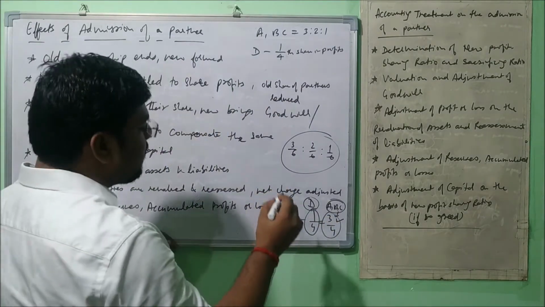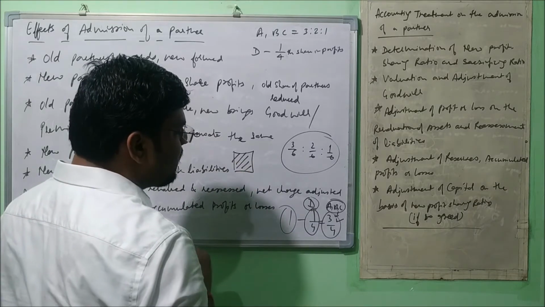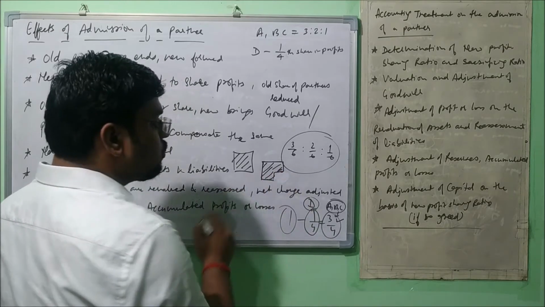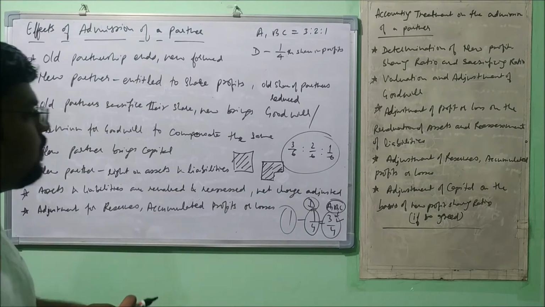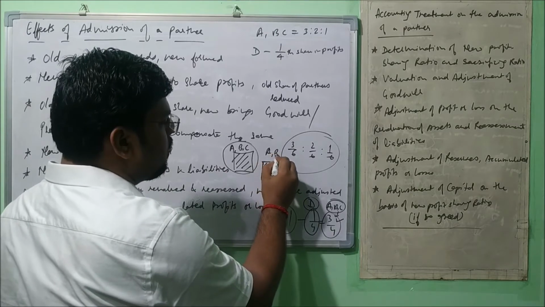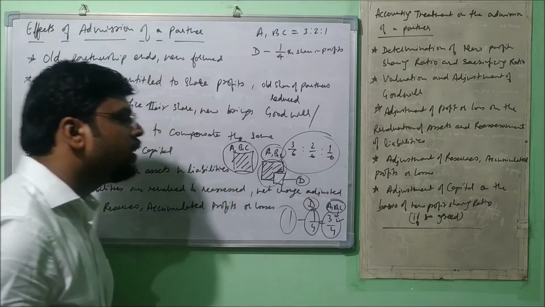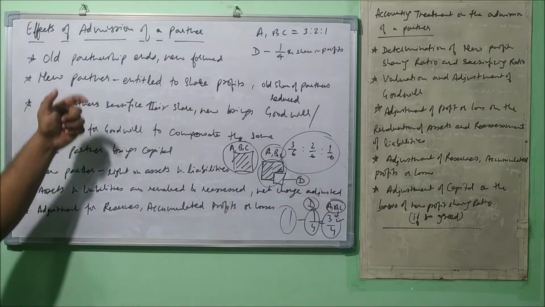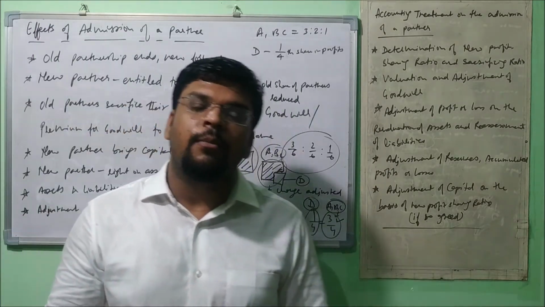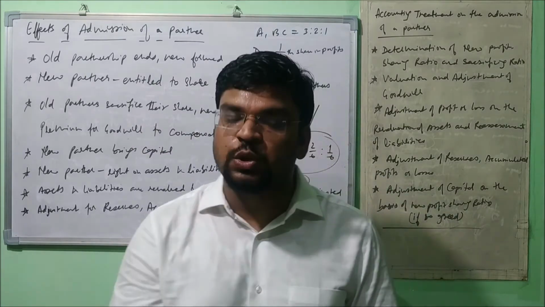Understood the point? If I consider that this is the complete portion 1, but now they are not going to get that. They are going to share only this portion. So this is the difference. Earlier all these ABC were getting this. Now these ABC are getting this, because this portion is going to D. So what I am trying to say is that the new partner is getting the share in profits, but the old partners combined are getting the reduced share. Their share is reducing. Understood? So that is also the effect.